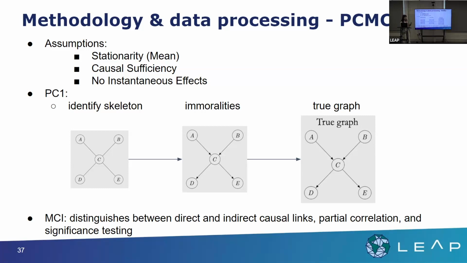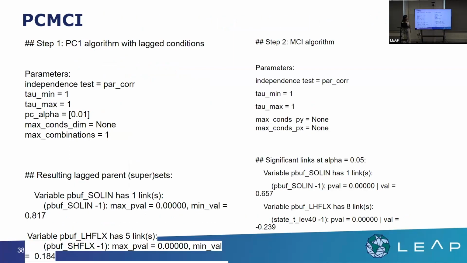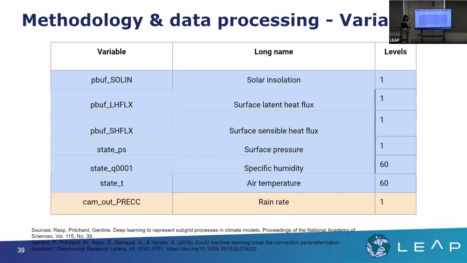Once you have that graph, the MCI part of the algorithm will distinguish between the indirect and direct causal links by using partial correlation and significance level testing. This is just an example of what the output would be. You don't have to read it all, but you input some parameters and alpha values you want, and then you get out a list of variables with how many links each variable has.